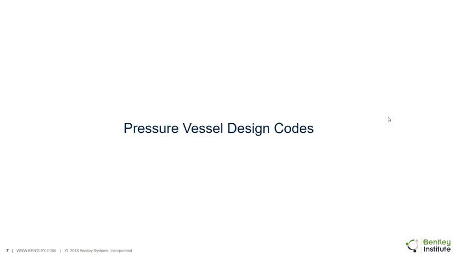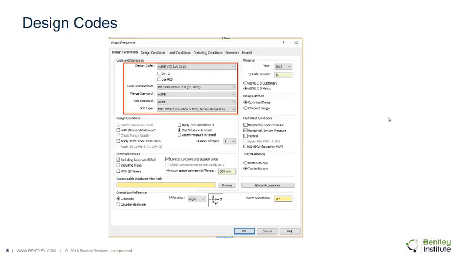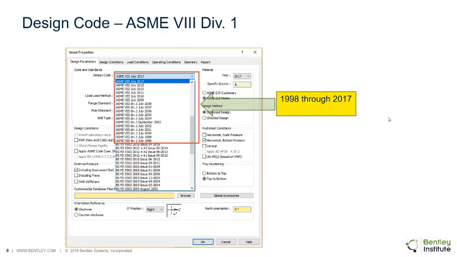What are the design codes available for pressure vessel design? The design codes, local load method, flange standard, pipe standard, and bolt types can be specified in the design parameters tab. From the design codes drop-down, the design code is selected. The ASME code is available from 1998 through 2017. The 2017 version, which is the latest release of the ASME Boiler and Pressure Vessel Code, is implemented in the latest released CONNECT Edition version 6 of AutoPIPE vessel.